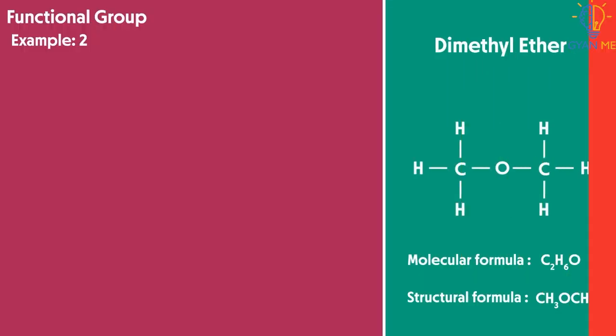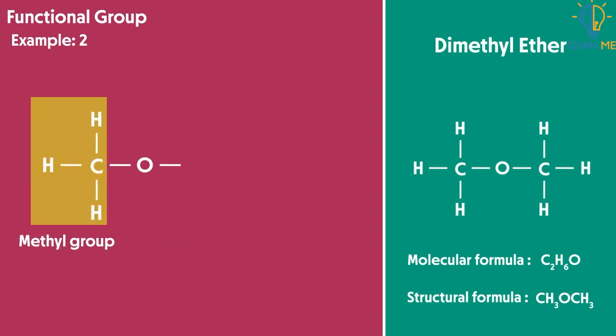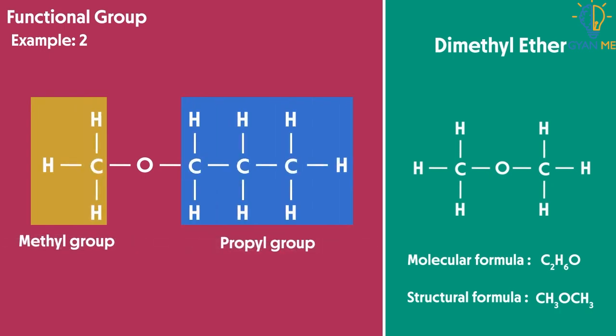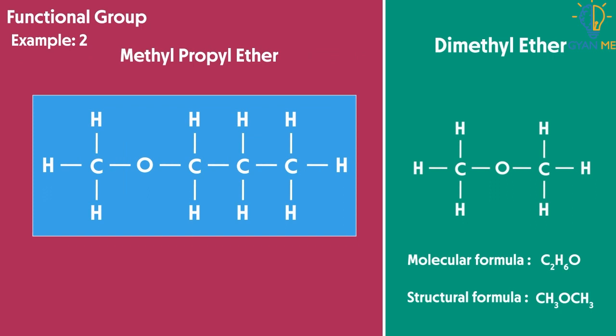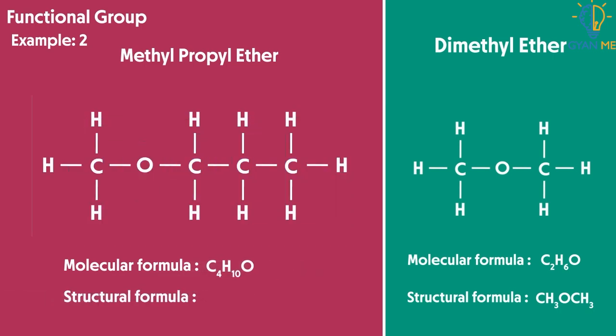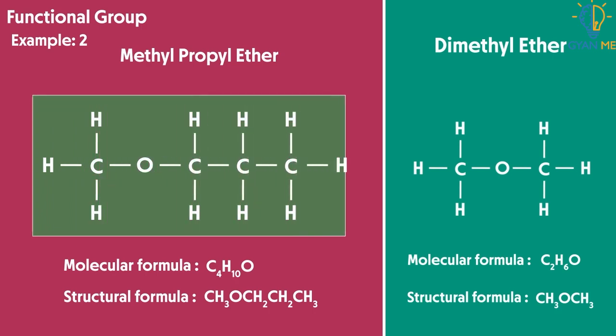The structure or formula is also written as CH3OCH3. Similarly, if this ether now has one methyl group on one side and a propyl group on the other side of the oxygen atom, the new compound so formed is methyl propyl ether. Its molecular formula will be C4H10O, also written as CH3OCH2CH2CH3.